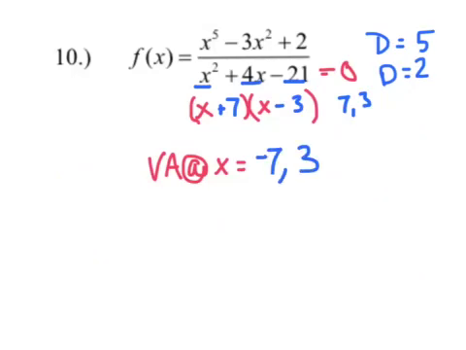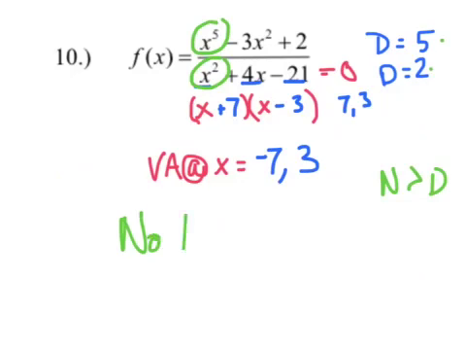Then I look at degrees. The degree of my numerator is 5. The degree of my denominator is 2. Since my numerator is greater than my denominator by more than 1, I have no horizontal asymptote or oblique asymptote.